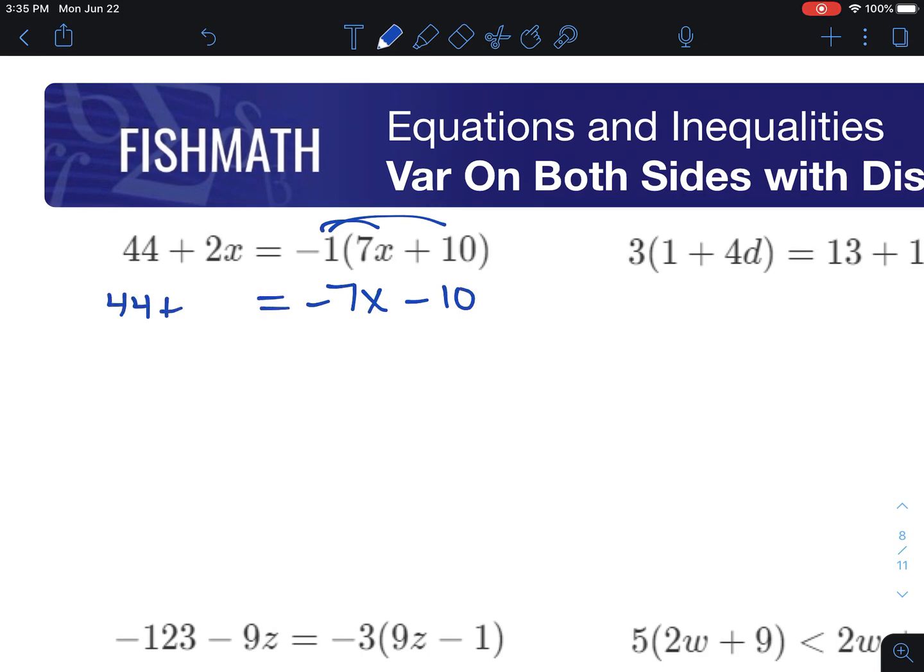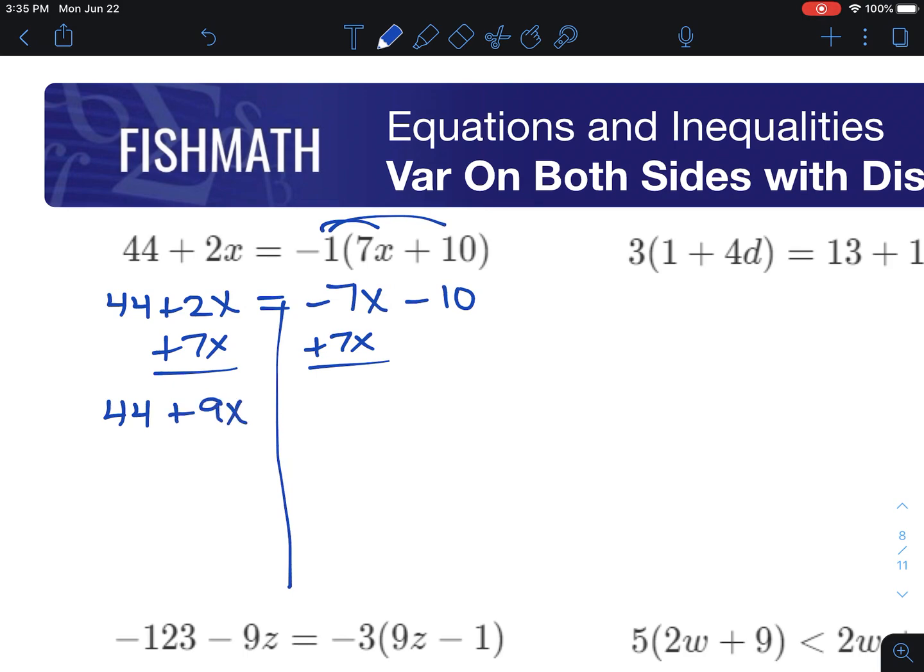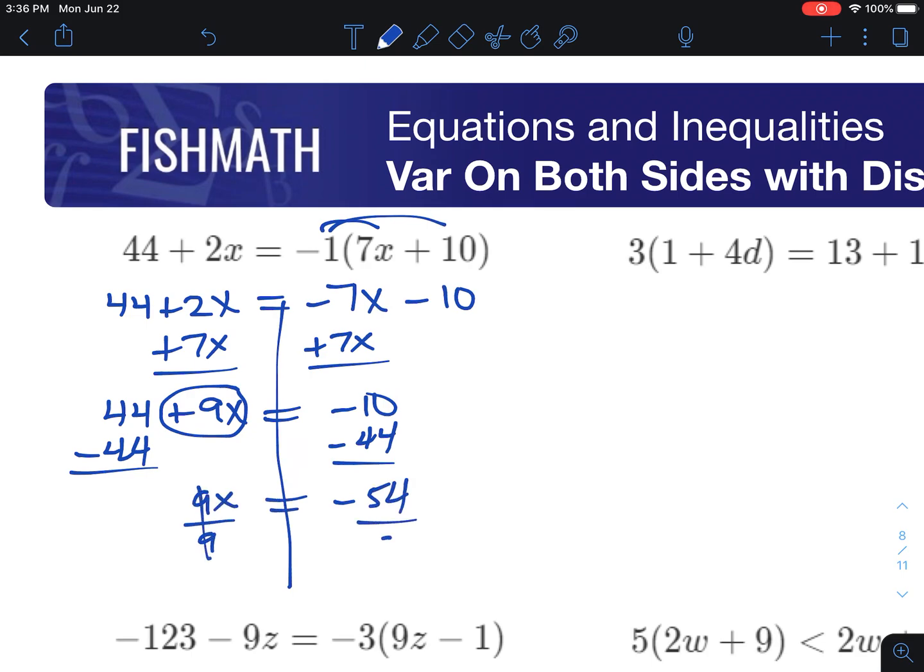Bring down the left side because there's no parentheses there on the left side, so just bring it down. Now, I usually move the smaller of the x's to the other side, so this is -7x. I'm going to add over, and that will make a 2-step. From here, we just do our 2 steps, circle the variable, can't touch that. Move the constant, so -54 equals 9x. Divide by the coefficient, and we get our answer, -6.